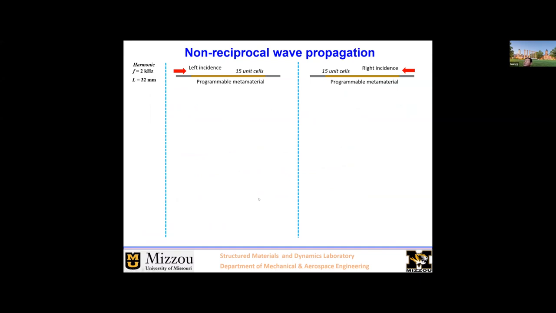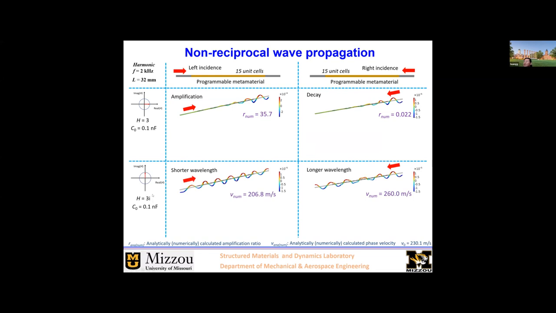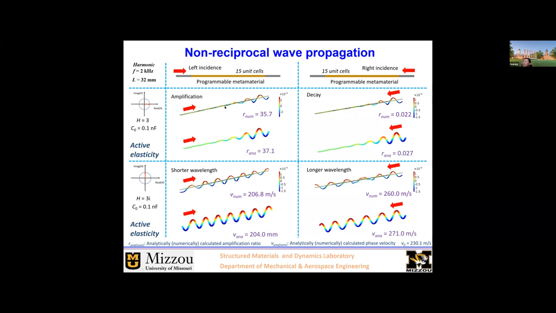This non-reciprocal wave propagation phenomenon is also validated by numerical simulation. Basically, this is the programmable metamaterial. If you send the wave from the left-hand side or right-hand side, say using a transfer function h equal to three, then if you send from here, the wave will be amplified. However, if you send from the right-hand side, it will decay. If you select the original part, there is no skin effect. This is like a bulk mode, with only a minor change in the phase velocity. This is our numerical model, and using the actual effective medium, we get very good agreement.